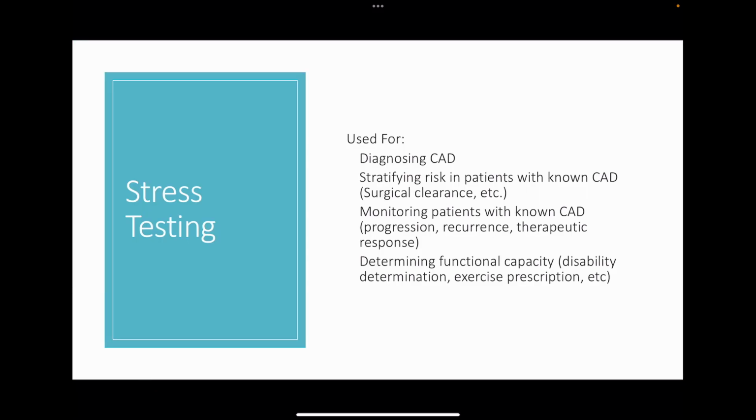So, diagnosing coronary artery disease, stratifying risk. If a patient needs to go for surgery, sometimes the surgeon will want cardiac to clear the patient before they go for surgery. So the cardiologist may say, let's do a stress test to make sure that your heart doesn't have any underlying heart disease that could cause problems during the surgery.